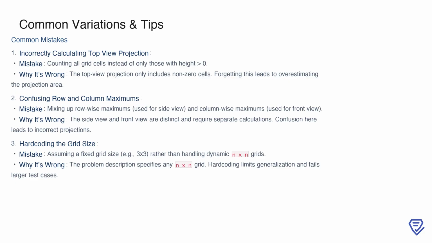Another issue arises from hard-coding the grid size, for example, assuming a fixed 3 by 3 grid. Since the problem specifies an n×n grid of any size, hardcoding prevents your solution from handling larger or smaller grids, leading to failures on dynamic test cases.